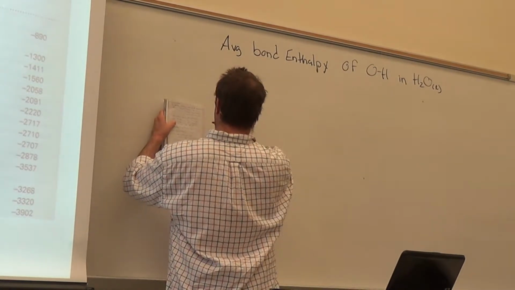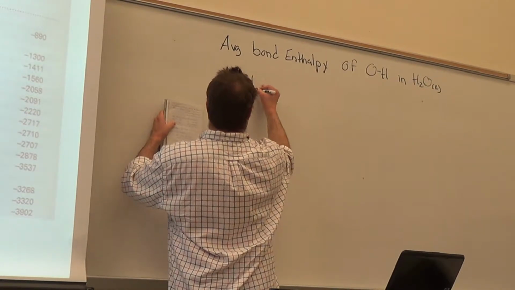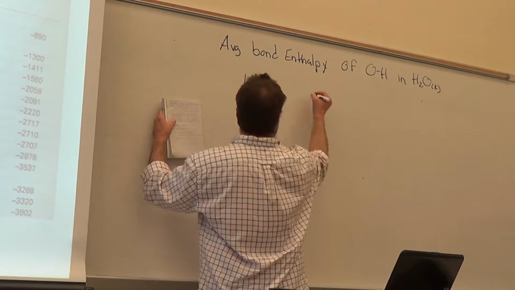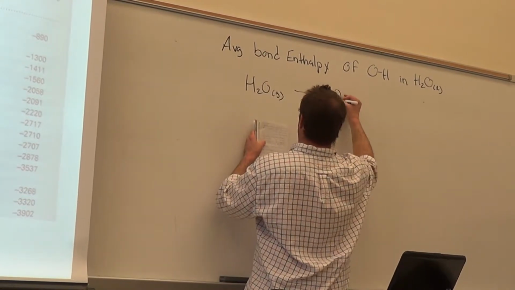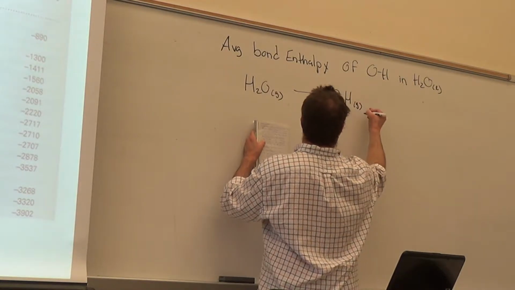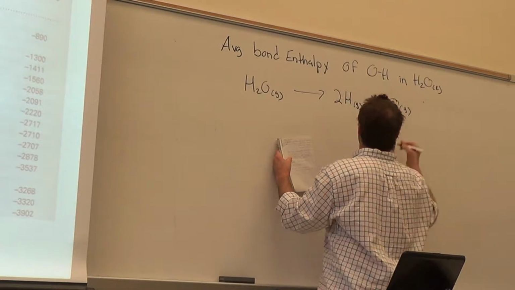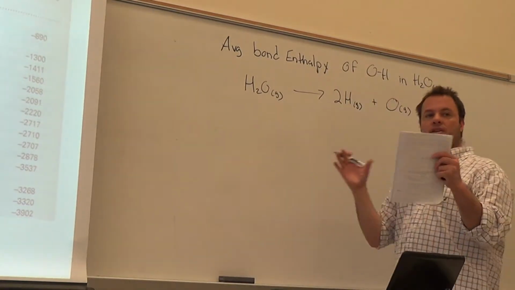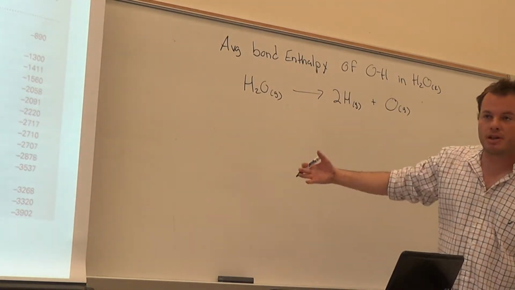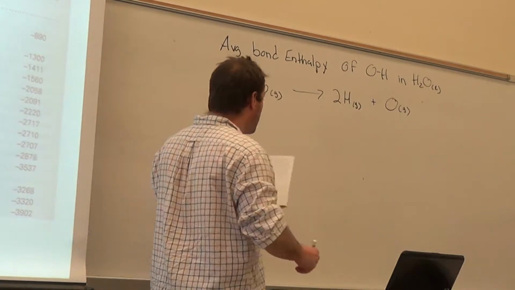So the reaction that we're looking at is H2O in the gas phase becoming two hydrogens in the gas phase and one oxygen in the gas phase. And the bond enthalpy is the enthalpy associated with breaking a bond. The bonds are low energy states, so if we want to break them, we're going to have to put some amount of energy into them to break them.